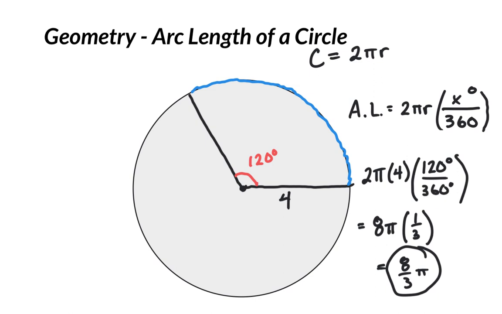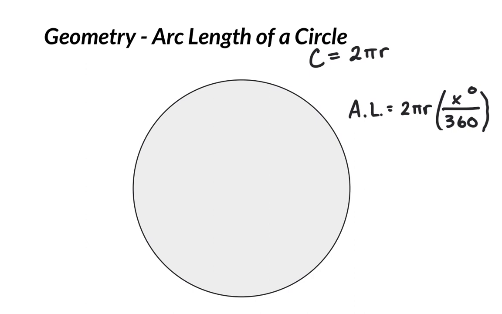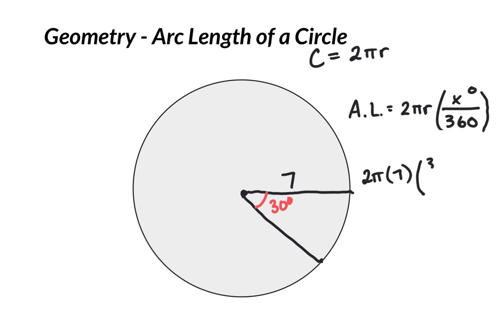Let's do one more. Okay. So let's use our formula. We're doing 2 times pi times 7. This is the circumference part of it. And then we use our angle to figure out what portion of the circle we are actually working with. So 2 times pi times 7 would be 14 pi. 30 out of 360 reduces to 1/12.